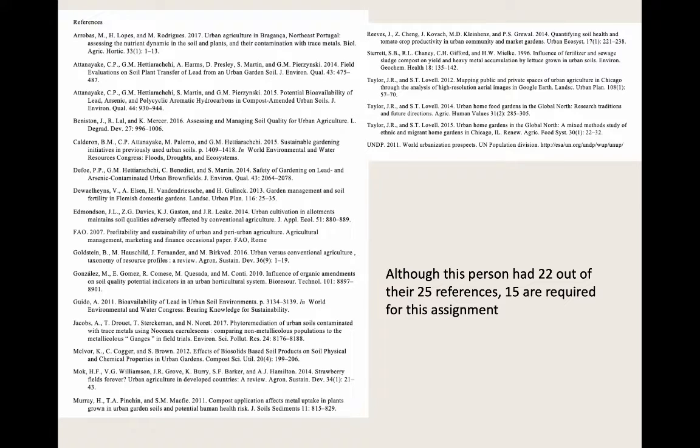And then finally, this will just be one line in your outline, but a conclusion. So you need to have that bookmark, if you will, at the end of your outline assignment. And then finally, all of the references included in this outline need to be in a references section, and we're looking again that you have high quality references, that you have consistent formatting of all of those references. In this case, this person had 22 out of their 25 references, but only 15 are required for this assignment.